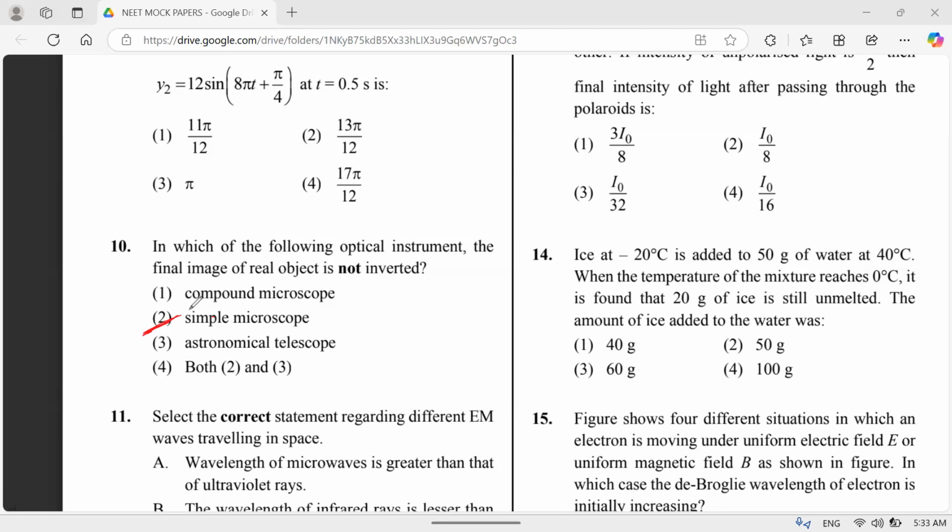The final image of a real object not being inverted is asked. A simple microscope, it will be the same. Because if this is the lens and this is the object, the object is somewhere in front of this one only, and the image is at least at the distance of distinct vision.